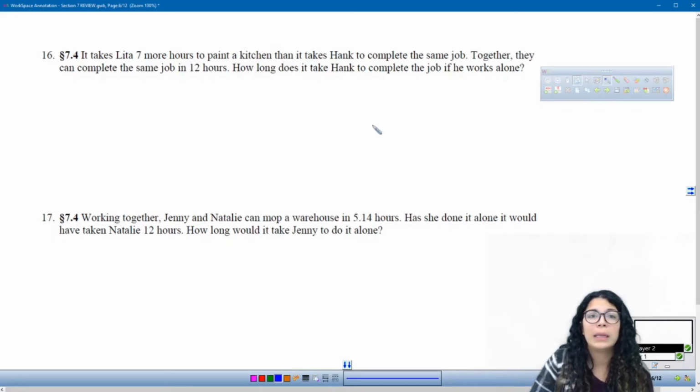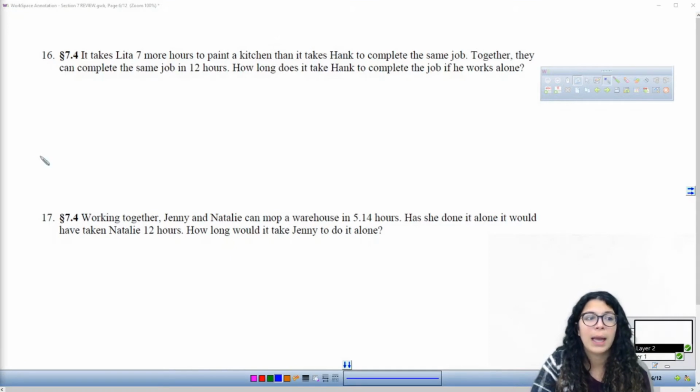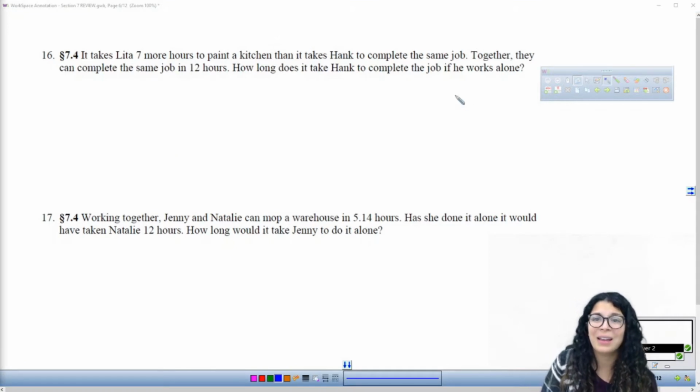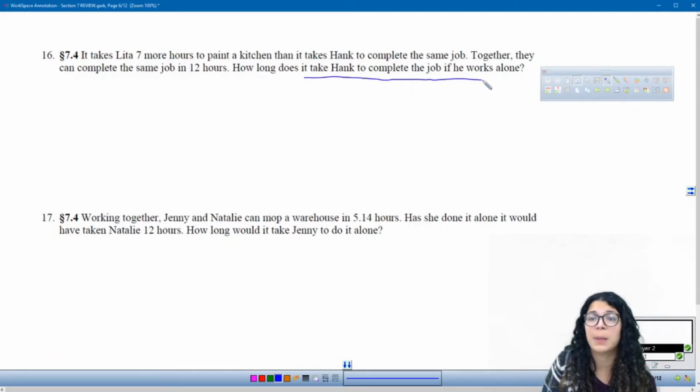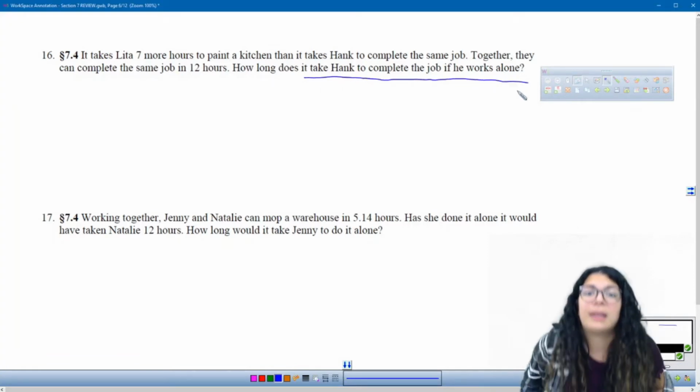Okay, so Lita takes 7 more hours to paint the kitchen. And it takes Hank, oh, that's the question, actually. Excuse me. How long does it take Hank is the question.